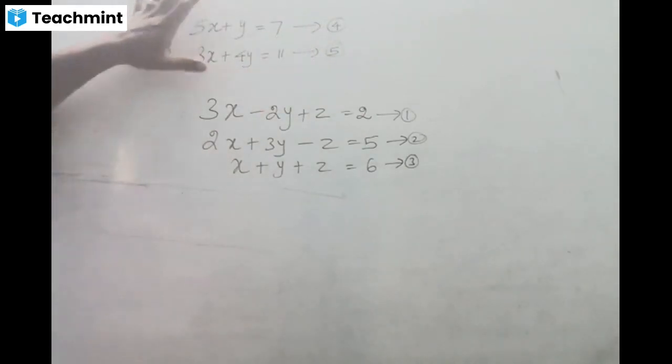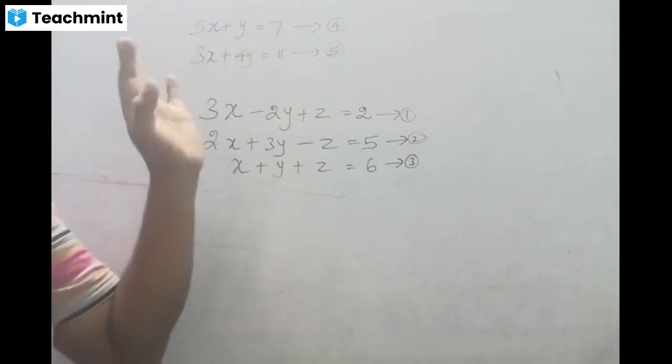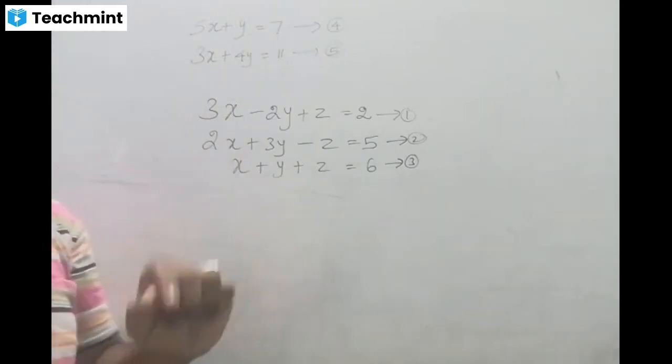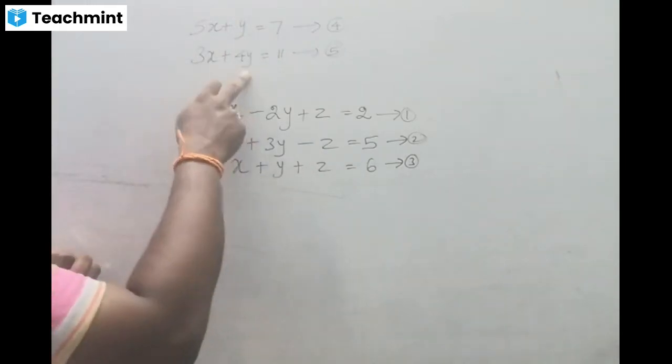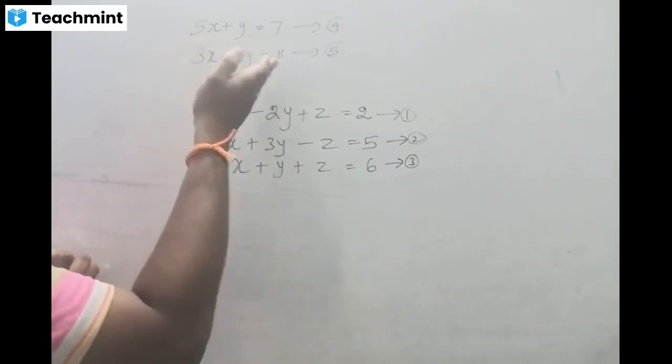Now I am going to take equations 4 and 5. By solving these two, I can get the value of a single variable. If I eliminate y, then I can get the value of x. If I eliminate x, then I can get the value of y.